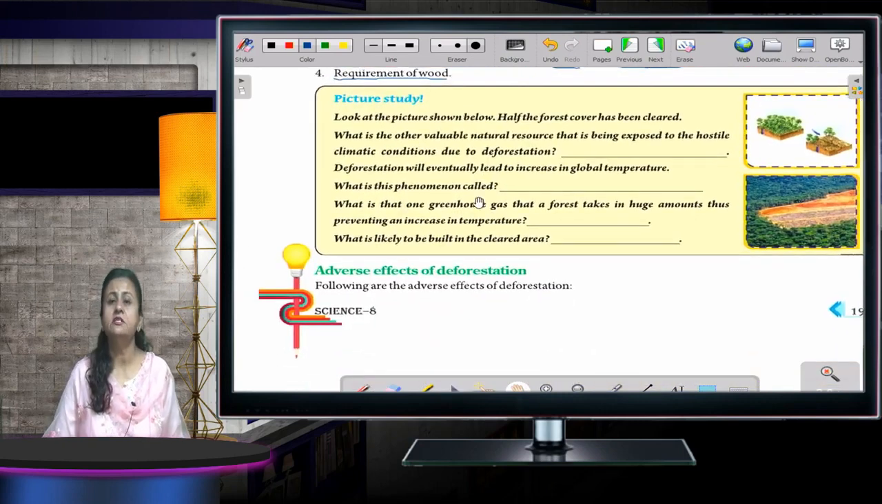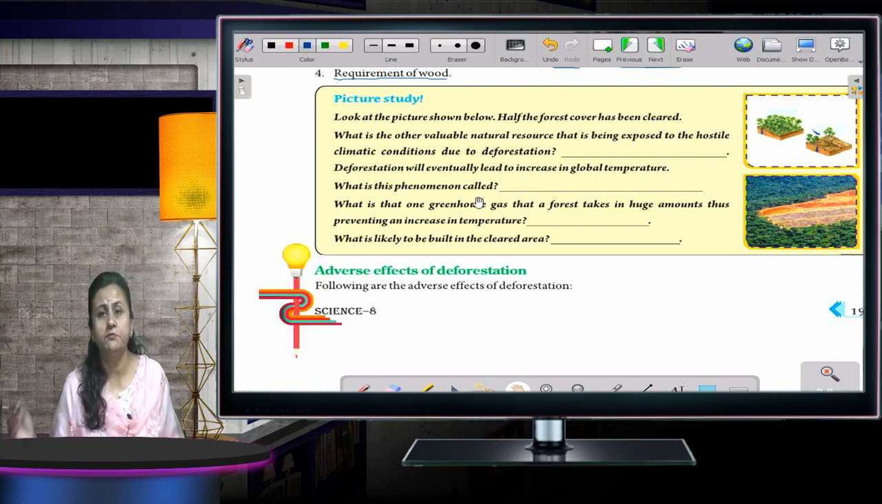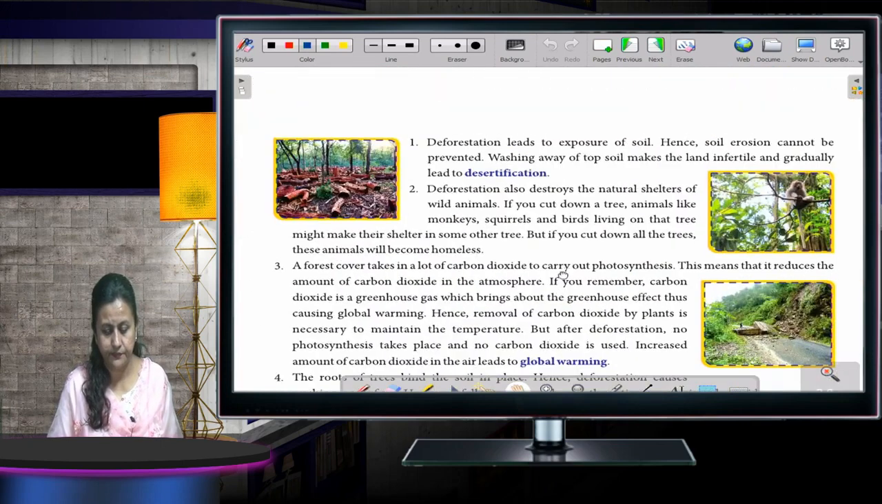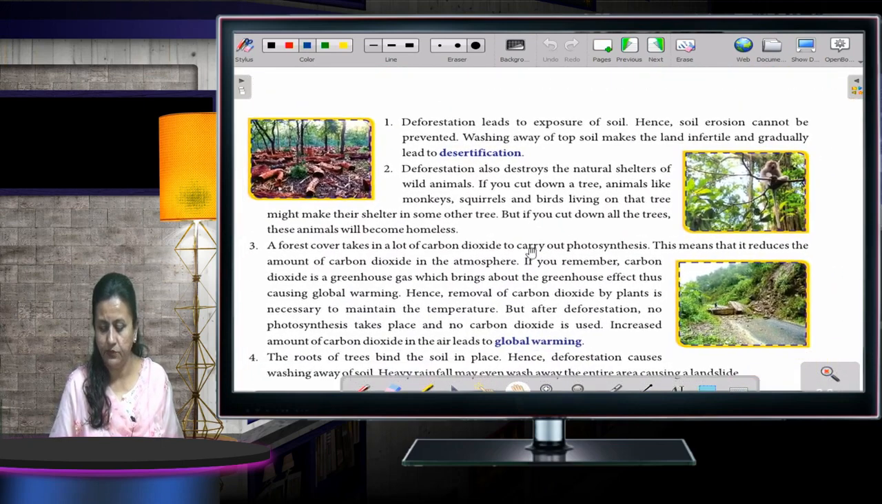Now, what are the adverse effects of deforestation? We are cutting the forest, but there would be some consequences also. Bad effects would be there. First is, here, you can see on your screens now, deforestation leads to exposure of soil. Hence, soil erosion cannot be prevented. Washing away of topsoil makes the land infertile and gradually leads to desertification.